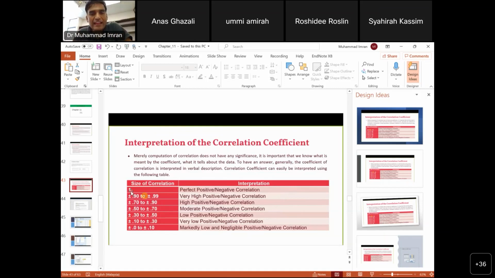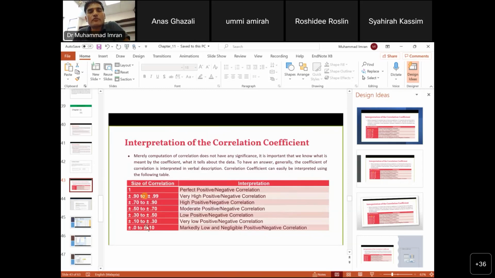Other way. If there is a very high positive or negative correlation, it can be both positive or negative. If the value is 0.9 to 0.99, very high positive or can be very high negative. 0.7 to 0.9, high positive or can be high negative. 0.5 to 0.7, moderate positive. 0.3 to 0.5, low positive or negative correlations.